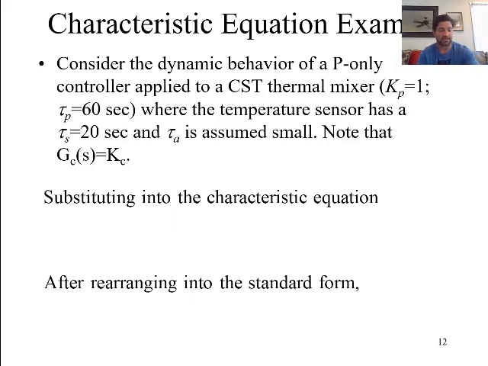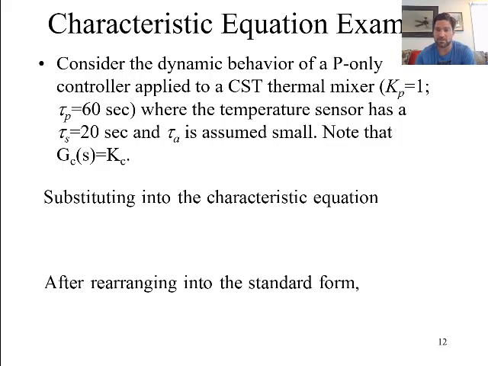Here we're going to look at the dynamic behavior of a P-only controller applied to a continuous stirred thermal mixer, and some of the characteristics are shown here. This would be a good time to pause the video and try to derive it yourself, and then I'll work through this. Remember, you only need to use the characteristic equation. Okay, so let's do that.